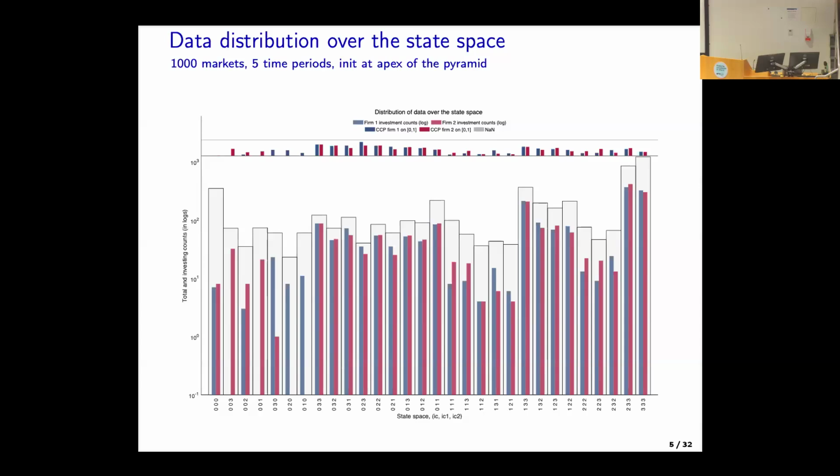I can calculate CCPs from the data. That's what's on the top here. This is all simulated data today. These are my counts of observations at different points in the data set. And these blue and red bars are the counts of firms making one or the other action.